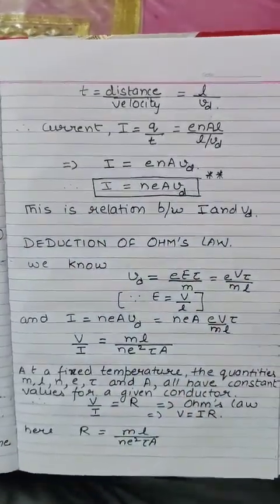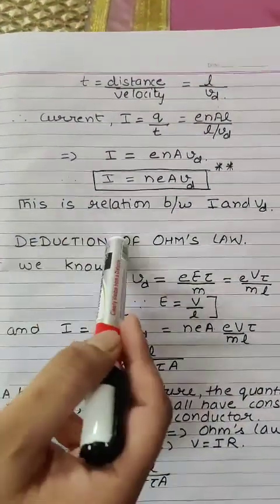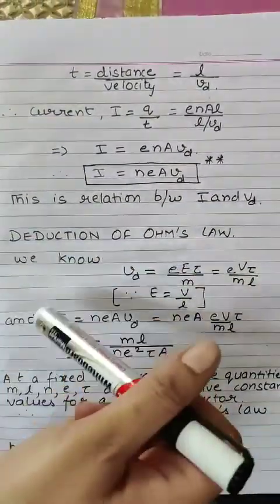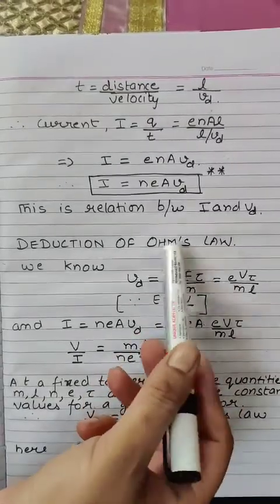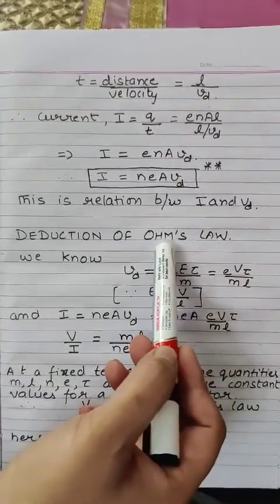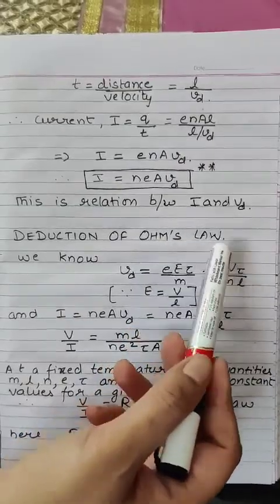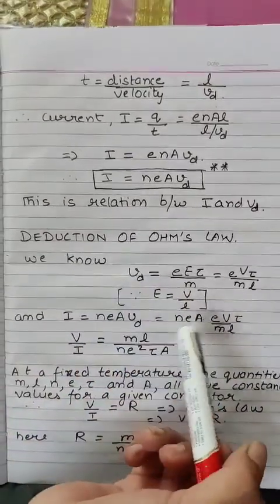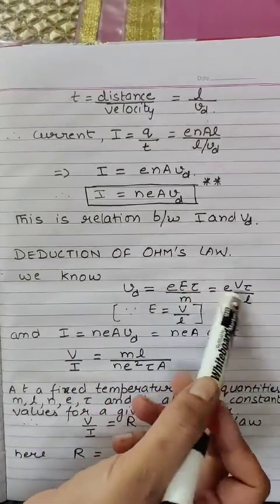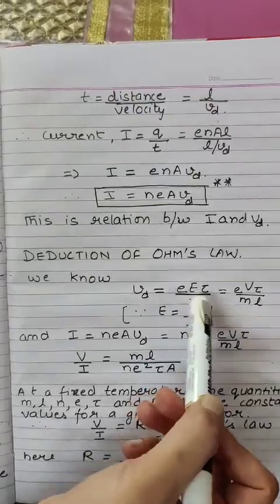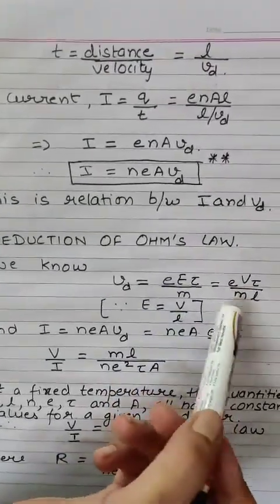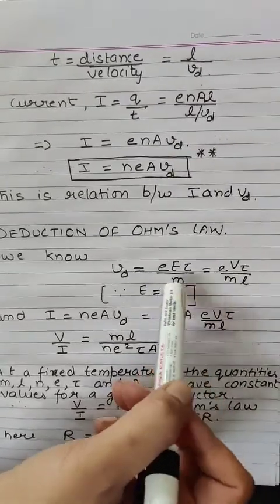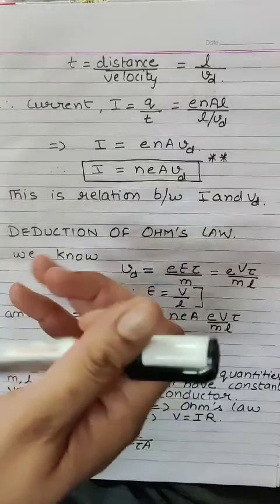Now we come to our next derivation, that is the deduction of Ohm's law. You all know what Ohm's law is, and we have already discussed this in our previous lecture. It tells us that the voltage applied is directly proportional to the current flowing. So we know that the drift velocity Vd is equal to eEτ by m, where e is the charge of the electron, E is the electric field, τ is the relaxation time, and m is the mass of the electron. This expression we have already derived in our virtual class.